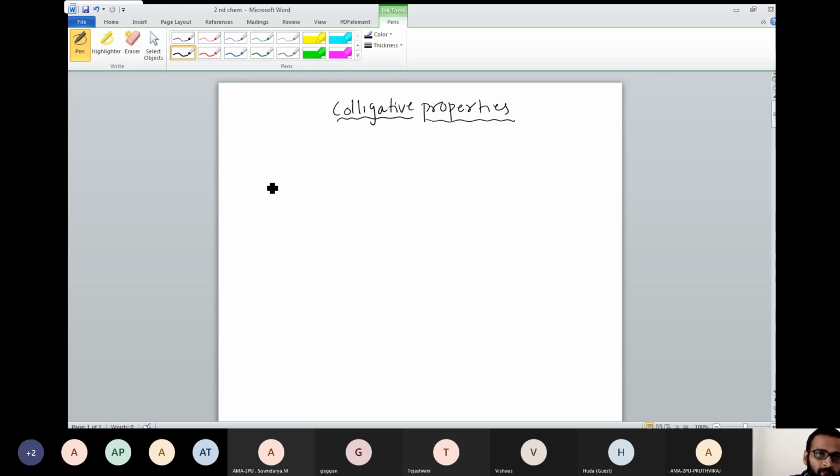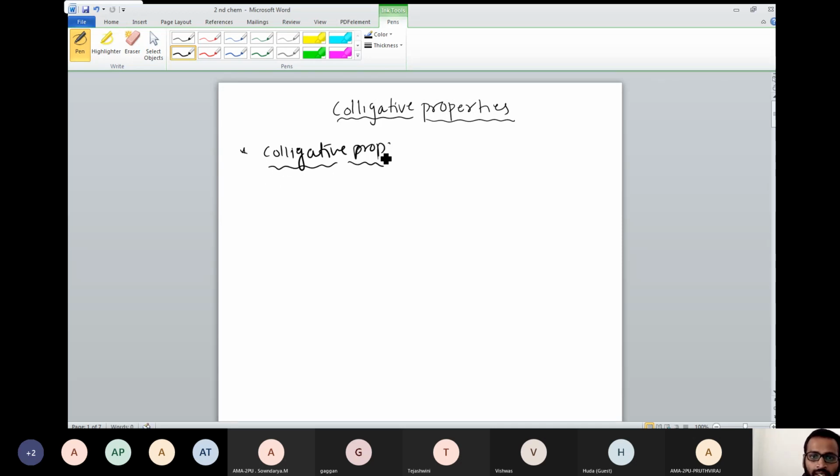Hope you all are fine. Now we will discuss the most important topic, colligative properties, which is completely new for you. So, what are the colligative properties and how many colligative properties do we have? We have to see. First of all, we have to know what a colligative property is.